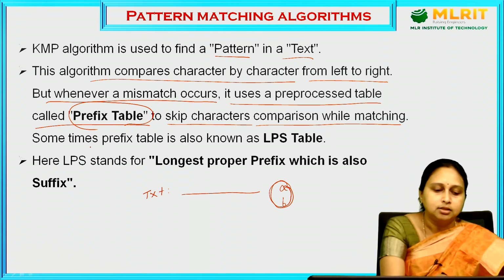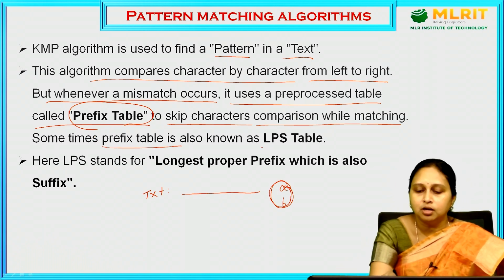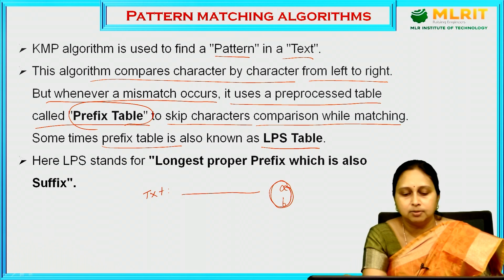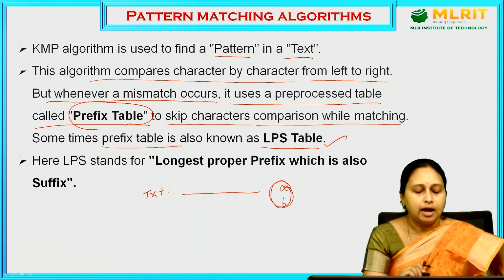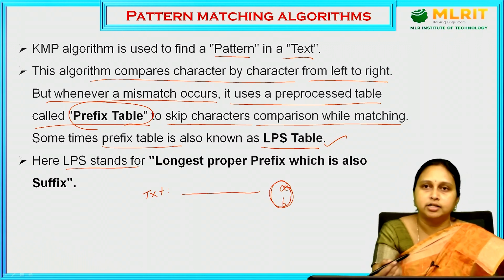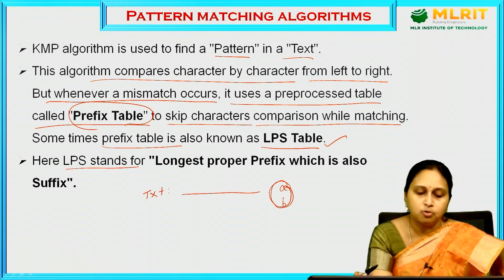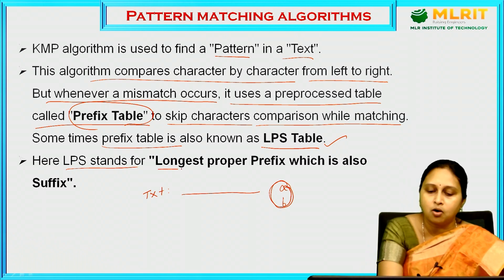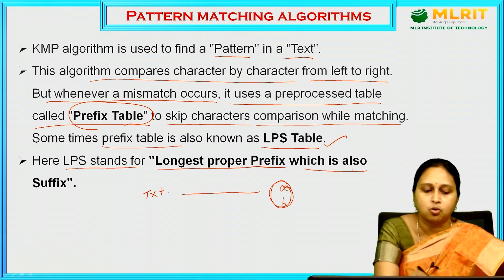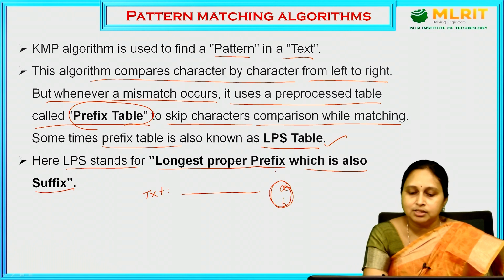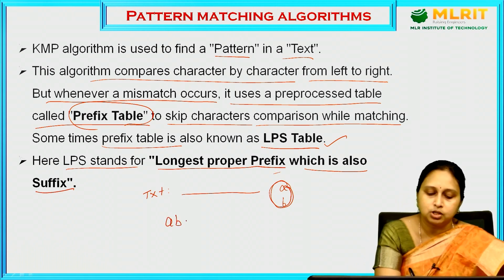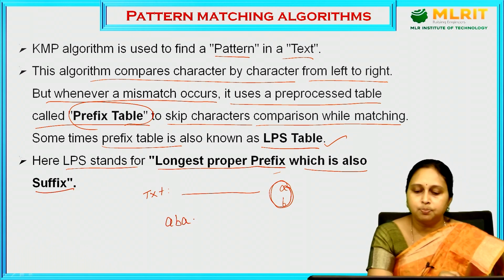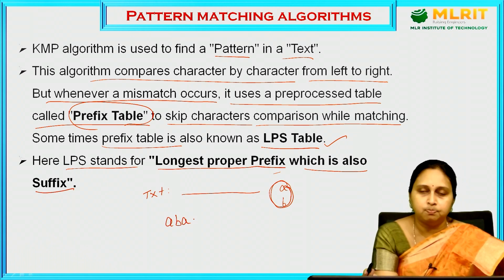That's why this prefix table is so useful in the KMP algorithm, and it is also known as the LPS table. What is the full form of LPS? It is nothing but longest proper prefix which is also a suffix. We know prefix and suffix, right? What are prefix and suffix? Suppose I have taken a string ABA. What prefixes can we write? Prefix means the previous part, and suffix means the later part.